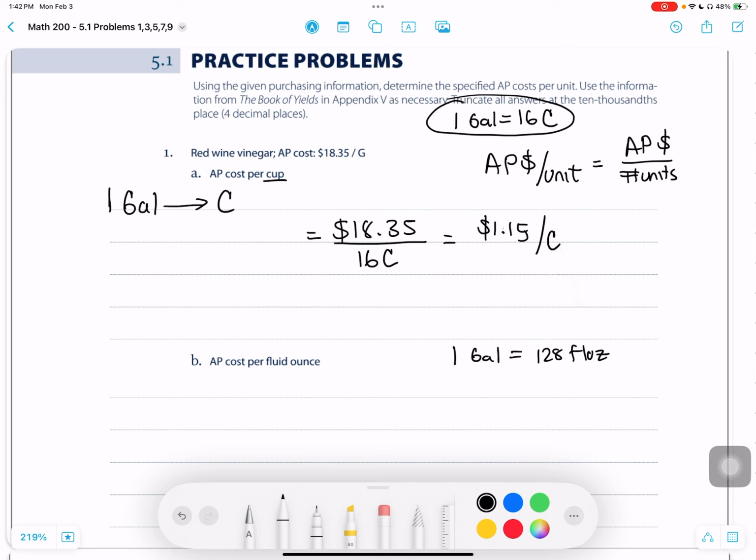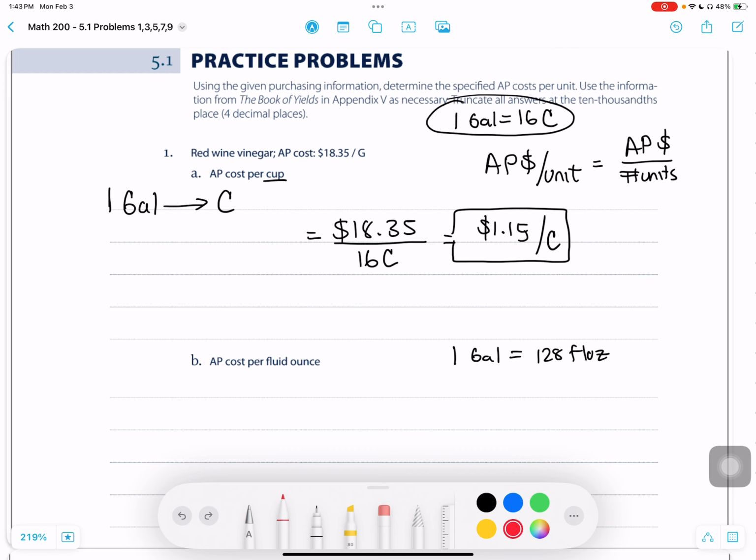cents per cup. This number is not different than the cost per gallon. It's just written in terms of a different unit. Of course, the cost per gallon is higher because a gallon has more content than a cup. But if your recipe is written in cups, then you know the wine component of your recipe is going to cost you $1.15 for every cup that you add to your recipe.